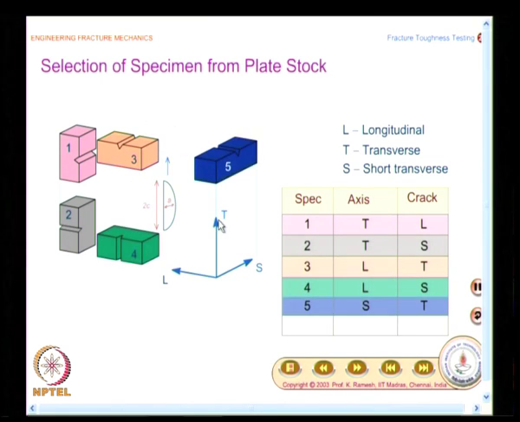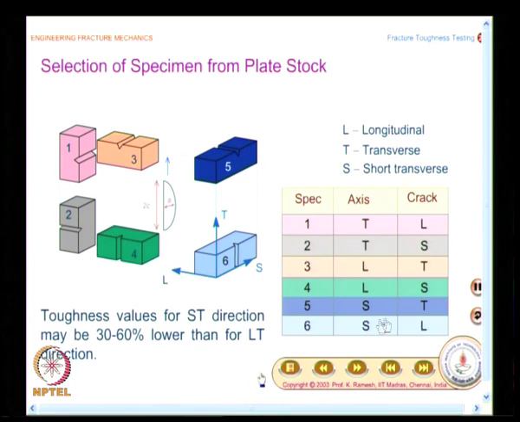So, you will have to know whether it is a TL, TS, LT, LS, ST or SL. In fact, I had asked you to draw only the first two, fill up the rest from the table. I hope you have done that. Particularly when you have a surface crack, the property variation, which is a function of the L, T and S direction, can influence how the part through crack can propagate.